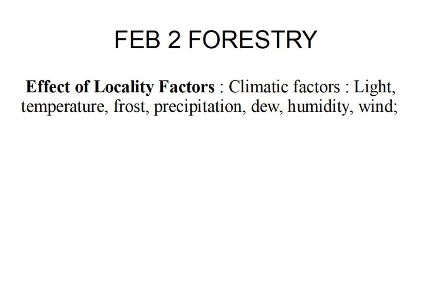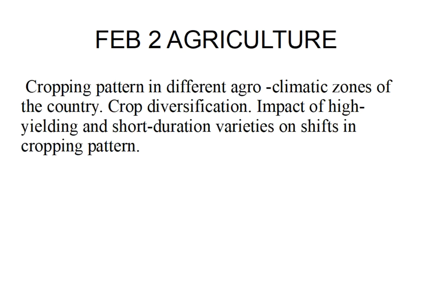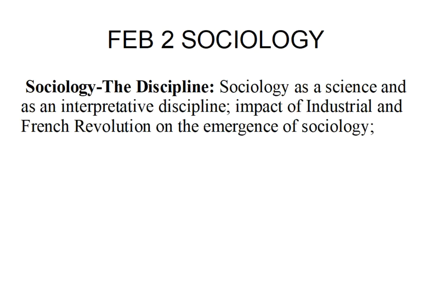Forestry, effect of locality factors, climatic factors, light, temperature, frost, precipitation, dew, humidity and wind. Agriculture, cropping pattern in different agroclimatic zones of the country, crop diversification, impact of high yielding and short duration varieties on shifts in cropping pattern. Next, sociology. Sociology as a science and as an interpretative discipline. Impact of industrial and French Revolution on emergence of sociology.